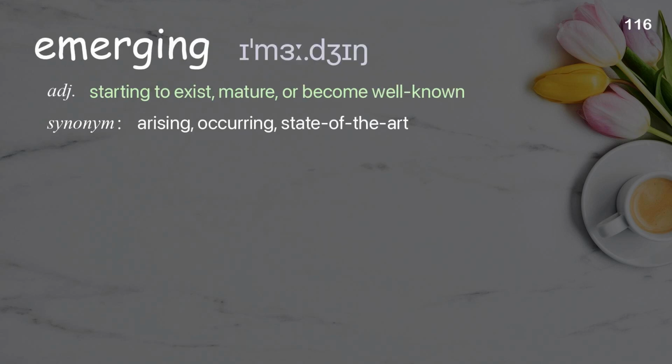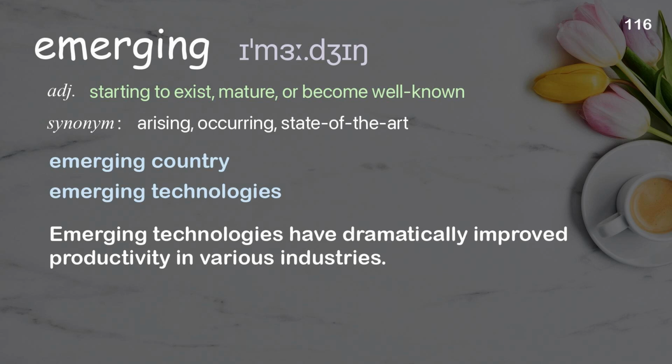Emerging: Starting to exist, mature, or become well known. Examples: Emerging country. Emerging technologies. Emerging technologies have dramatically improved productivity in various industries.